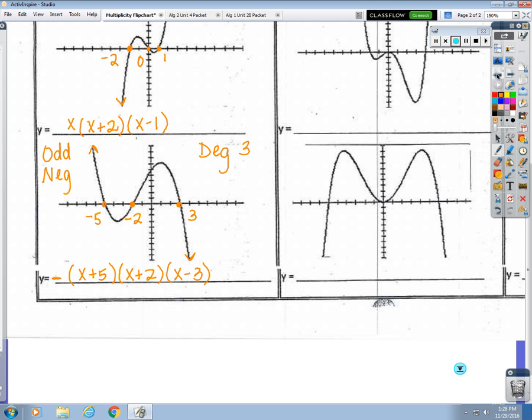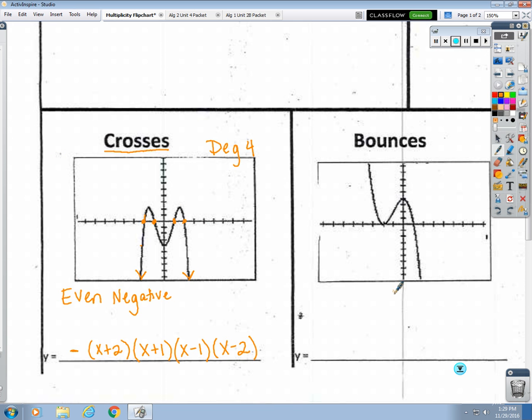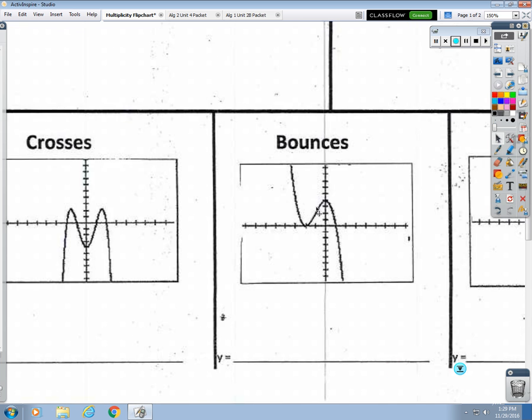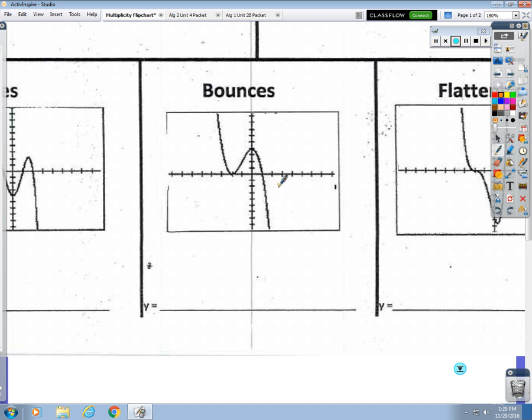So go back to the front of your flip book, and now we're going to talk about graphs that have bounces. Okay, so see how right here at 1, the graph just crosses through at 1? Pay attention. But over here at -2, it comes down to -2, but it bounces off of it. That's called a multiplicity of 2.